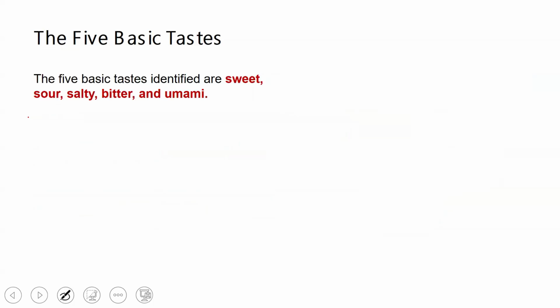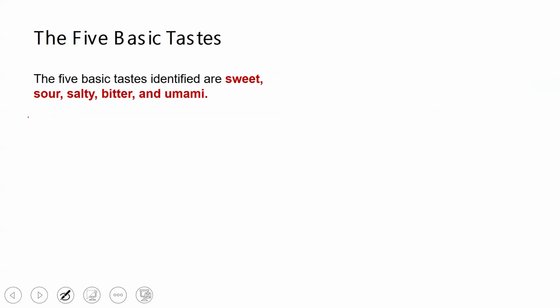So then the next thing, what are the 5 basic tastes? There are 5 basic tastes identified, which are: we have sweet taste, we have sour taste, we have salty, bitter, and umami taste. So these are the 5 tastes that we detect in most of the things that we are taking or in our nutritional foods.